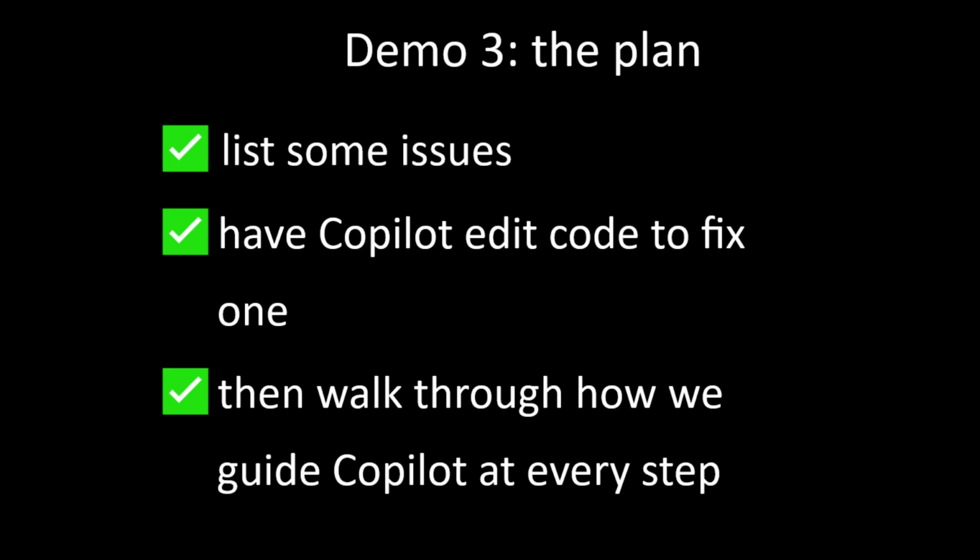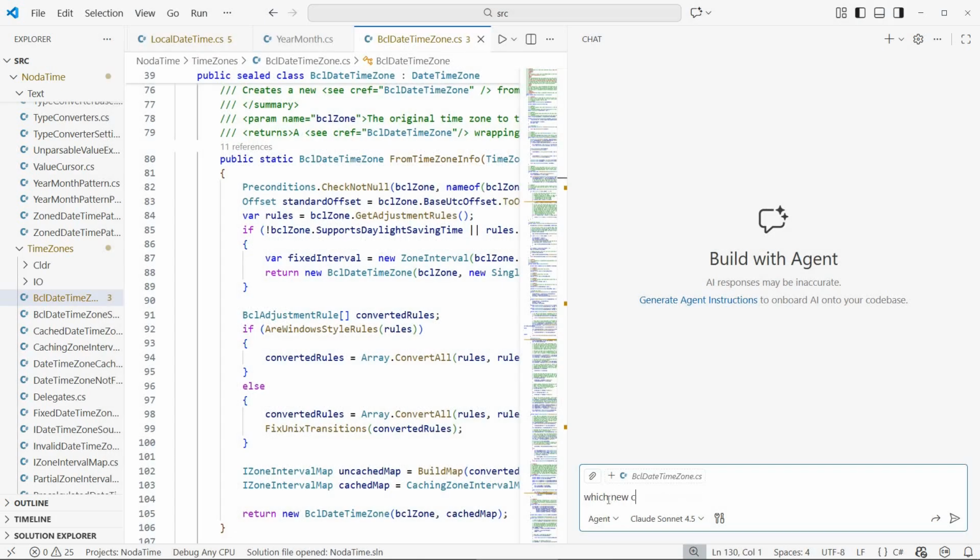Here's the plan. List some issues, have Copilot edit code to fix one, then walk through how we guide Copilot at every step. Let's ask Copilot which new code smells are in this solution.